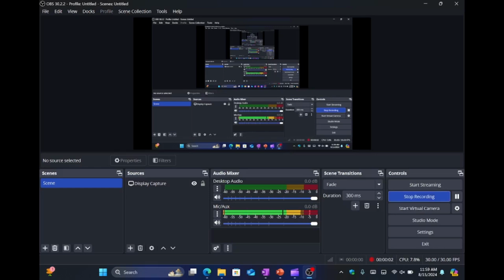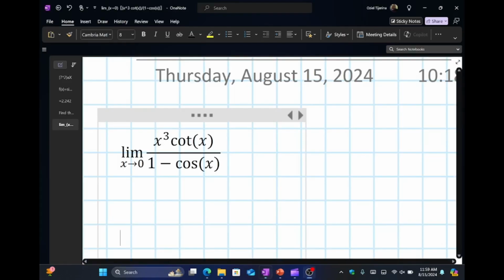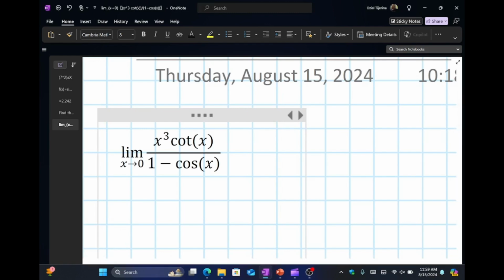Alright, so hi guys. In this video, we're going to change gears. I want to go over this problem. We have the limit as x approaches 0 of x cubed cotangent x over 1 minus cosine x. So we're going to get started with this problem.